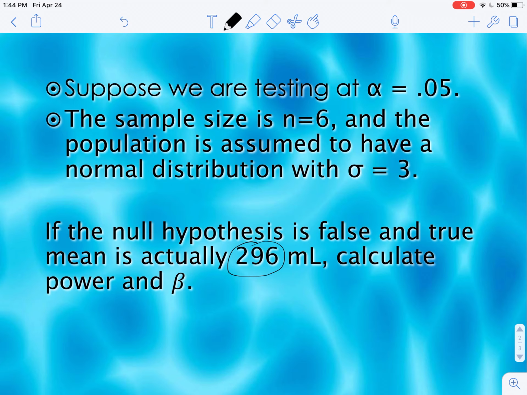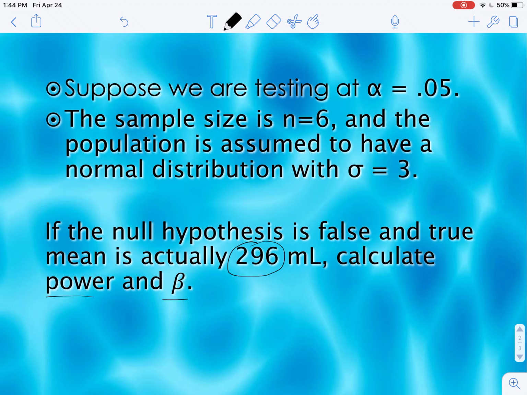So in this case, we're going to be assuming the null is false and that the actual mean is 296, so that the company is actually underfilling their bottles. All right, so what we want to be doing is, again, calculating power and beta.